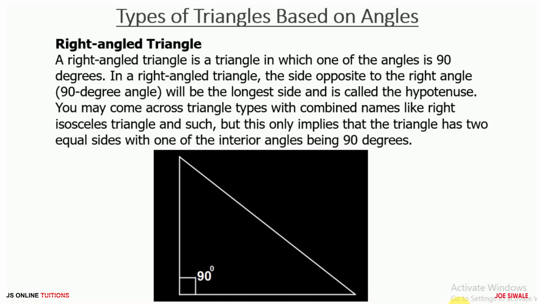You may come across triangle types with combined names like right isosceles triangle and such, but this only implies that the triangle has 2 equal sides with one of the interior angles being 90 degrees. So that's all about types of triangles.